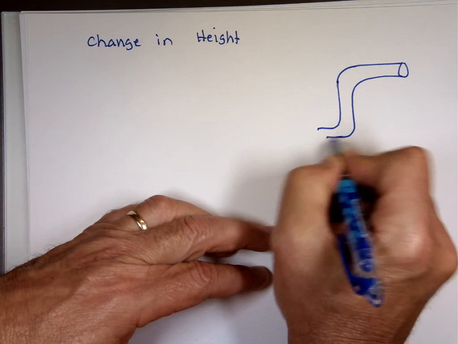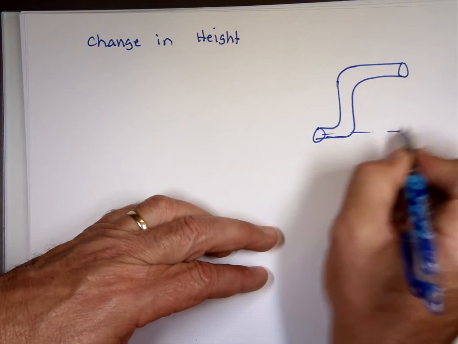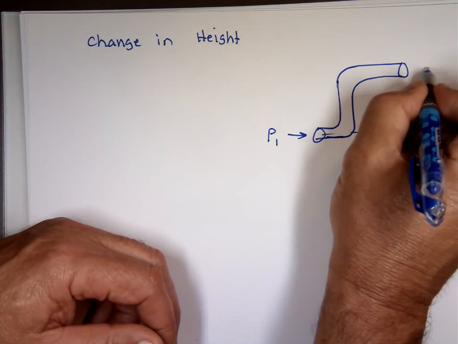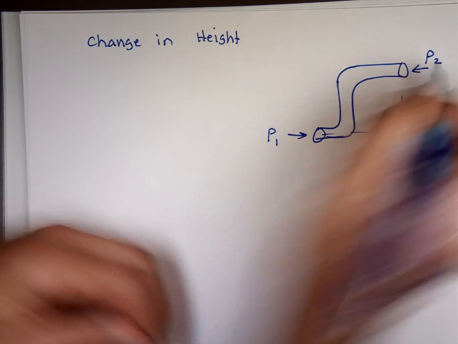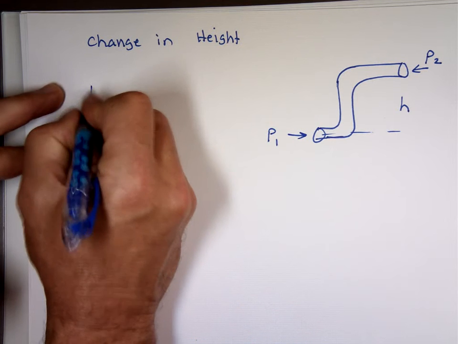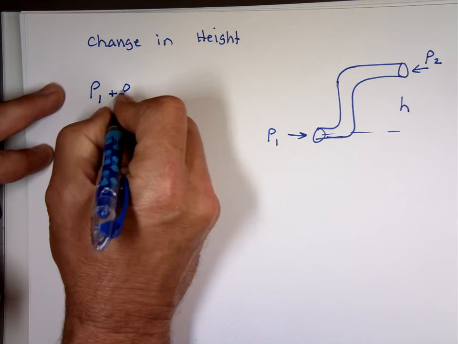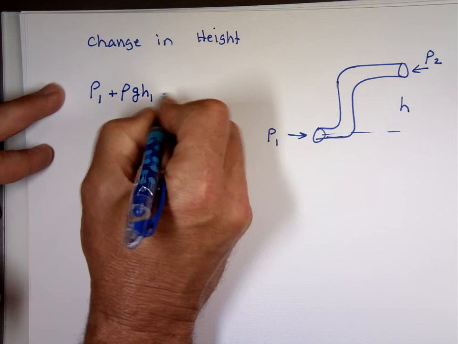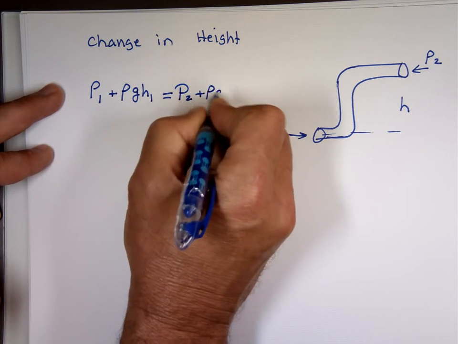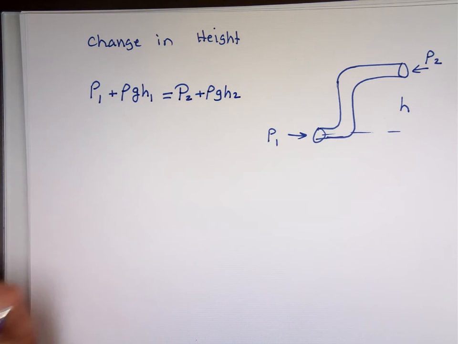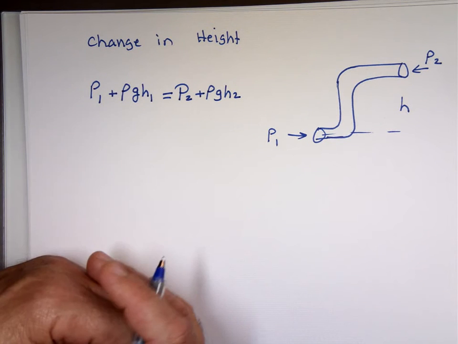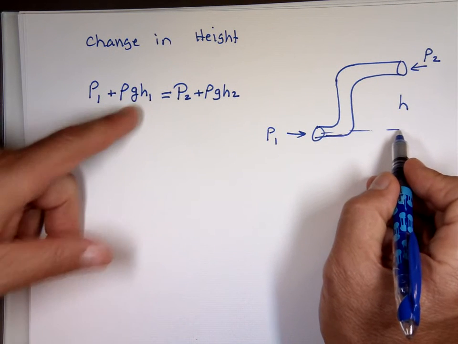So the hose is still the same, but we have a change in height of h here. We have pressure 1 here. We have pressure 2 here. We have a change in height. The equation becomes pressure 1 plus rho times gravity times height 1 equals pressure 2 plus rho times gravity times height 2. So it depends what you use for reference. If you use this as reference, height 1 is 0, height 2 is going to be h.